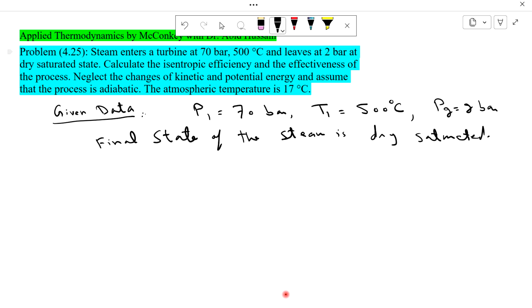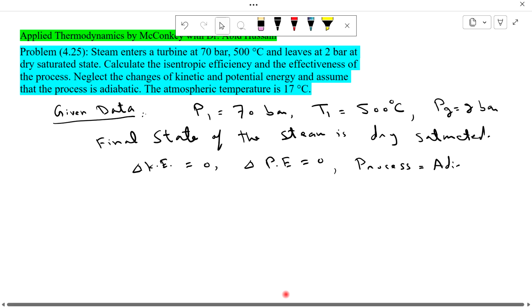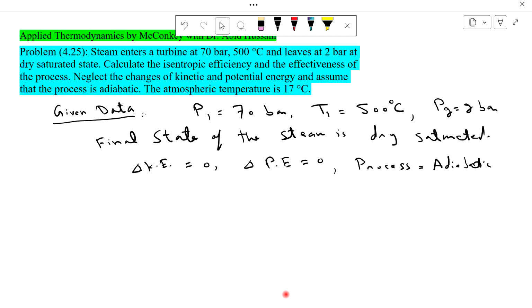Calculate the isentropic efficiency and the effectiveness of the process. These things are required: isentropic efficiency and effectiveness. Neglect the changes of kinetic and potential energy. It means that change in kinetic energy is equal to 0 and change in potential energy is equal to 0. And assume the process is adiabatic. Adiabatic means that no heat is gained by the system, and entropy will be constant. An adiabatic process is also an isentropic process.